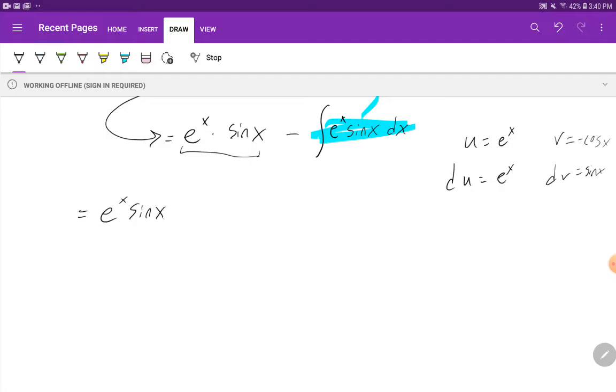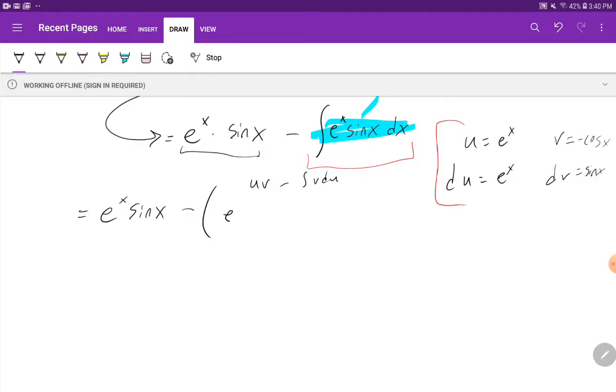sine of x. But the second piece, we are actually going to have to use integration by parts again with this new set of u's and v's, right? So why don't we do that? So it's going to be minus, I'm going to put a parentheses, and now we're going to have to do the uv minus integral of v du again, integration by parts.